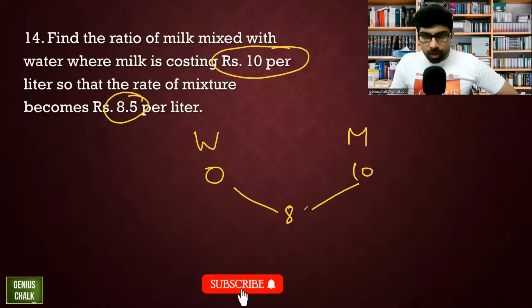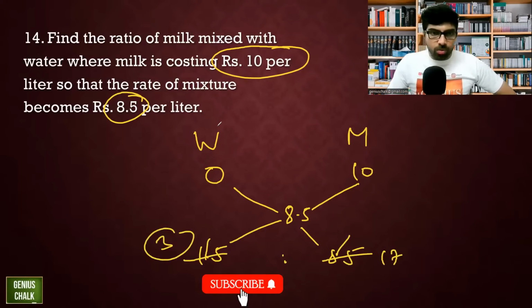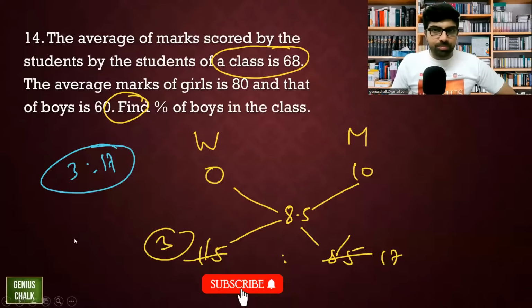Overall mixture is 8.5. So what is the difference? It is 1.5 and it is 8.5. Taking out the decimal, it has to be 5 threes and 5 17s. So what is my final answer? It has to be 3:17. 3:17 has to be my final answer.